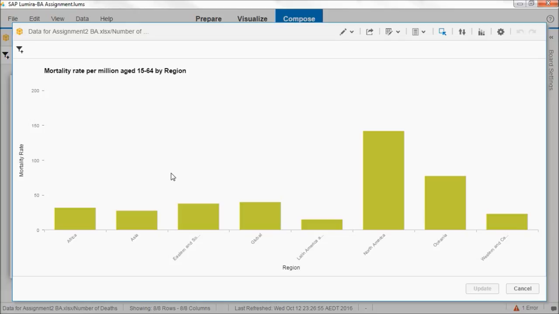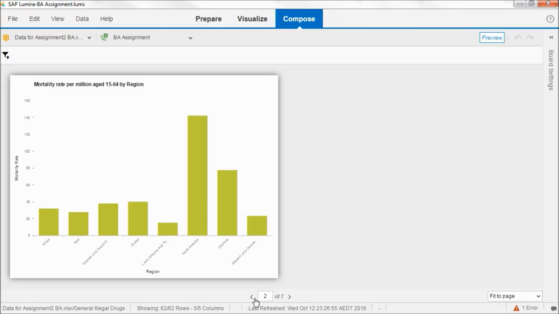The global average rate is 40, and only two regions, Oceania and North America, have values higher than the average: 77.5 for Oceania and 142.1 for North America. The lowest mortality rate is 15.10 in the region of Latin America and the Caribbean.